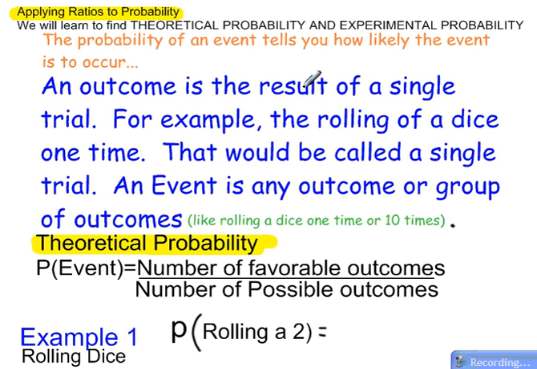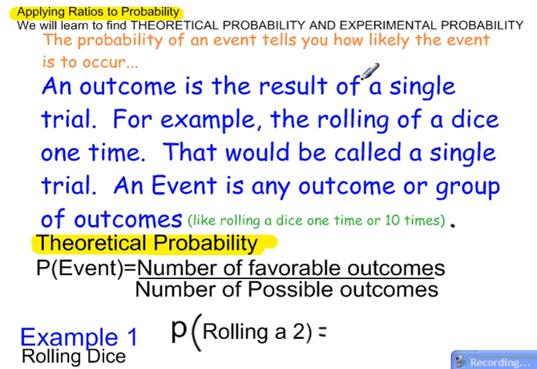An outcome is the result of a single trial. For example, the rolling of a dice one time. There's 6 numbers on a dice: 1, 2, 3, 4, 5, 6. That would be called a single trial if we roll the dice one time. An event is any outcome or group of outcomes. So we could roll the dice once, twice, 3, 10 times, however many times. This would be an event, okay?